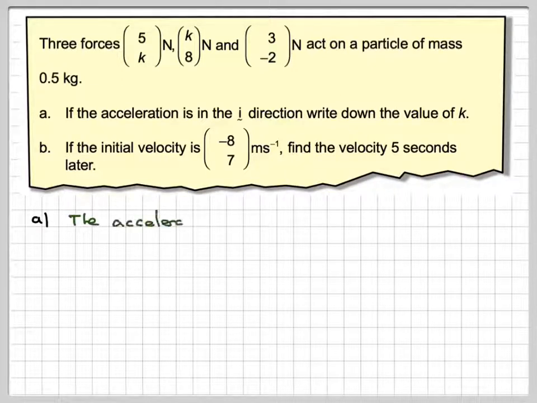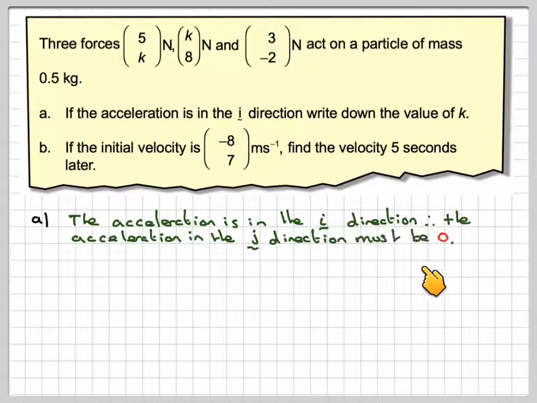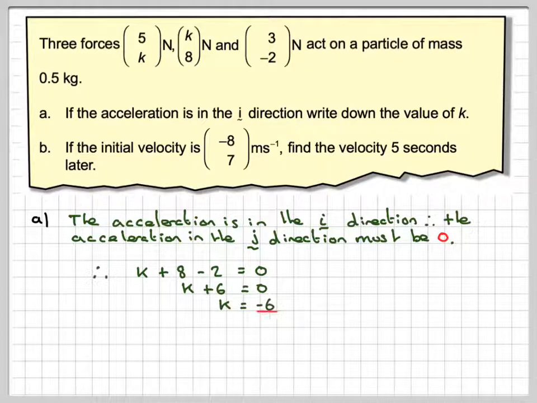So, the acceleration is in the i direction, which is this direction. Therefore, the acceleration in the j direction must be equal to 0, the resultant of it. So, if we take the j component of these vectors, which is k, 8, and minus 2, and add them together, k plus 8 minus 2 must be equal to 0. So it gives k plus 6 is equal to 0, k is equal to minus 6.